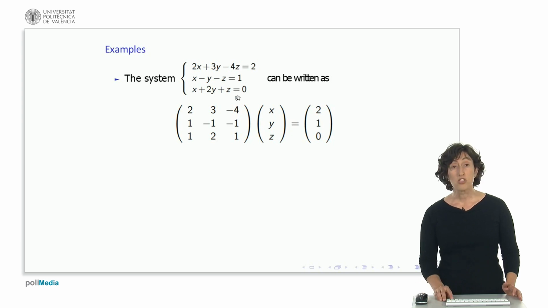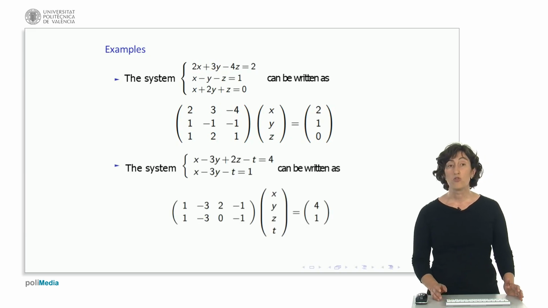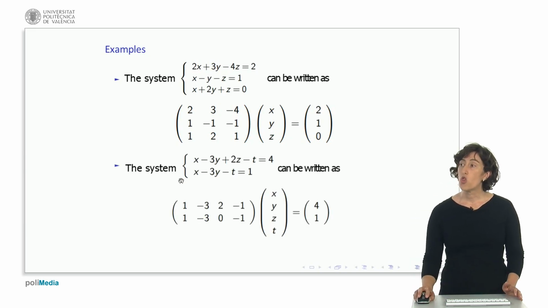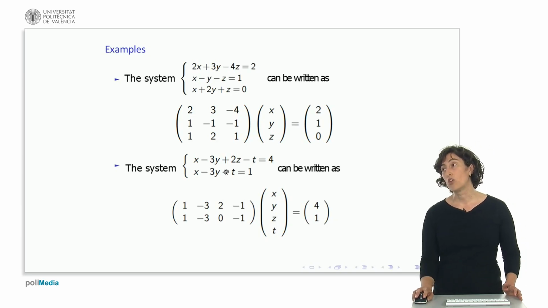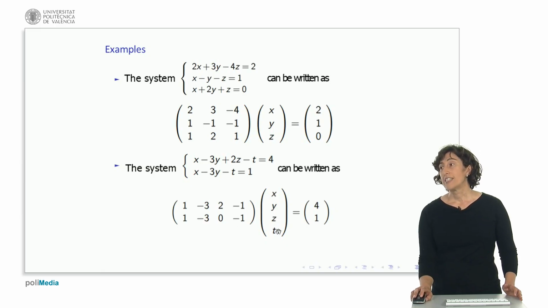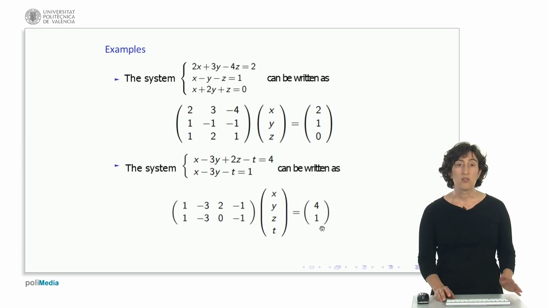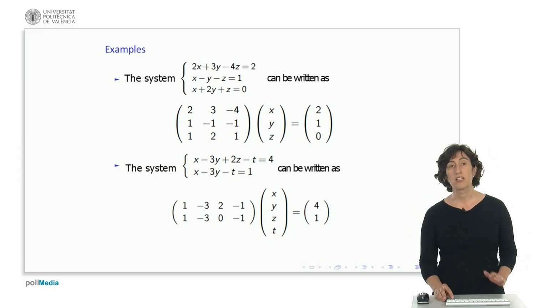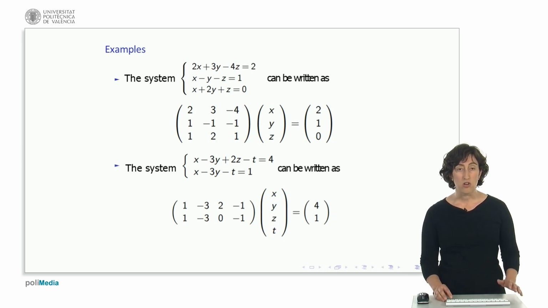And as I said, this has the same number of equations as unknowns, but although it does not have it, it also admits a matrix expression. For example, here I have only 2 equations and 4 unknowns, x, y, z, and t. Well, I would write the same coefficients, 1, minus 3, 2, minus 1; 1, minus 3, 0, since here the z does not appear, minus 1, times x, y, z, t equals 4, 1, the independent terms. Whatever the size of the system, it can be expressed in matrix form, regardless of whether the number of unknowns coincides with the number of equations or not.